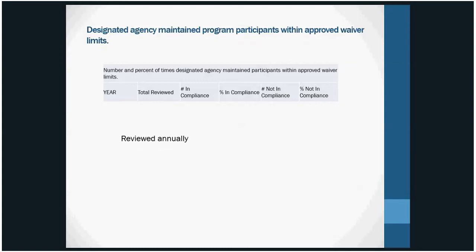So the next is the designated agency maintained program participants with an approved waiver limit. This is one that we'll look at in September of each year, so we don't have the data on here, but essentially we'll be looking at the number of people that are projected in our waiver application and then the number of total unduplicated participants that we serve during the year, and that would be what we'll be looking at for that one.